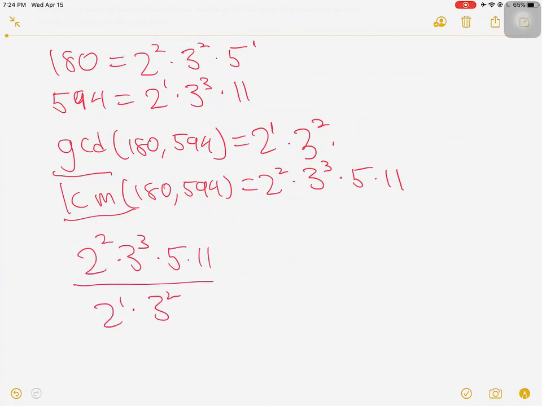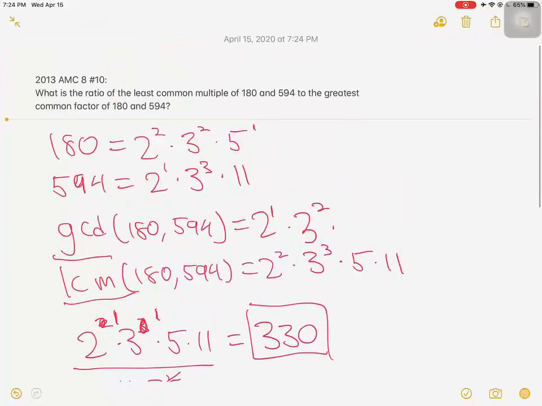And we can cancel out the denominator. And we get this is equal to 330. So that's going to be the answer because it's the ratio.